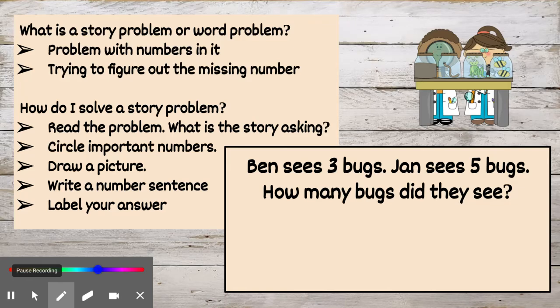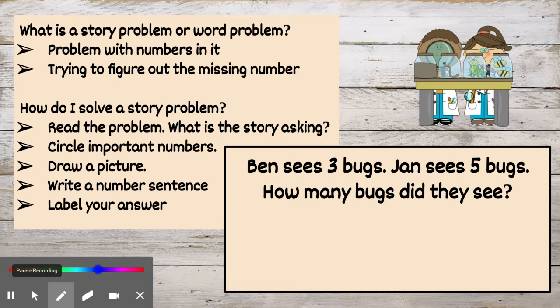Today we're going to learn about story problems or word problems. So what is a story problem or a word problem? It's a problem with numbers in it, and you try to figure out the missing number. So here are some steps to help us solve a story problem.